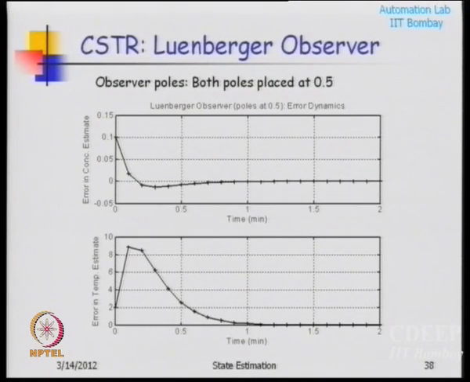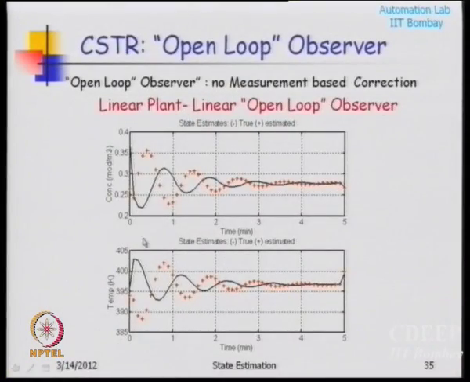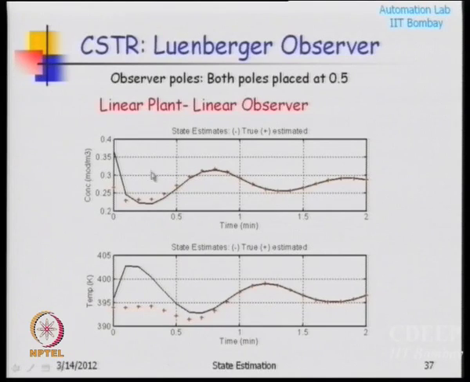And you are able to use the observer online for estimating the concentration. This is my estimated concentration, using the open loop observer. This is my estimated concentration with the Luenberger observer. In reality, you will never know the truth, but what I know is that the estimate of the concentration goes to the true value very quickly in this particular case using the Luenberger observer. So that is how I can control the error dynamics by placing the poles.